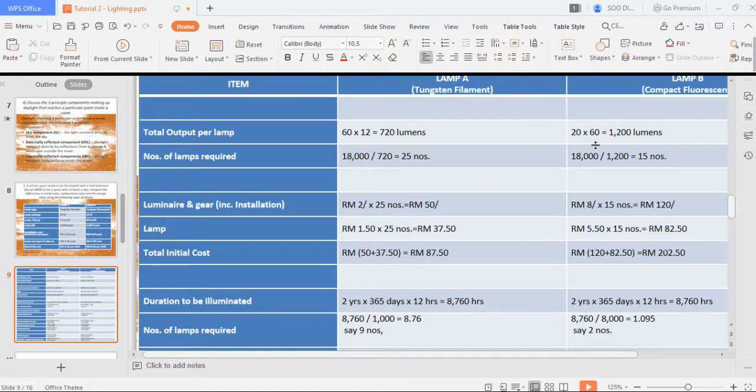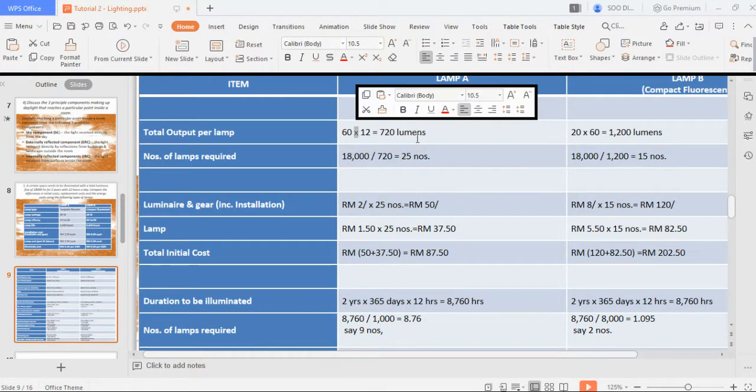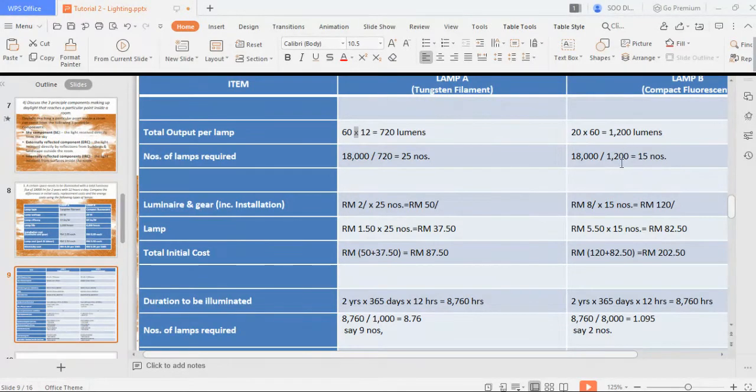You'll be doing the same for lamp B. You know your requirement is 18,000 lumen, so you just divide by what you have obtained here, 720. You get that you need 25 lamps of type A to light up this particular area. You do the same for B, which is 15.